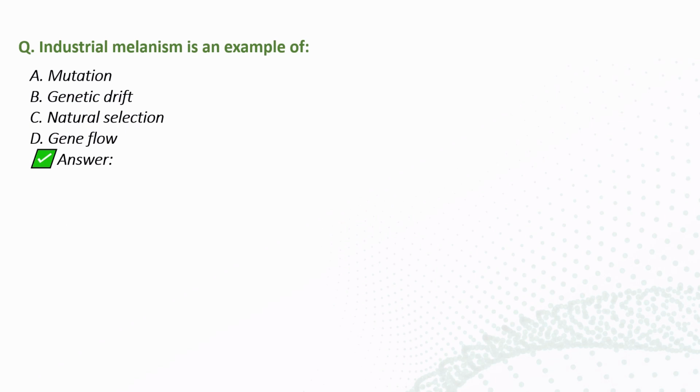So in these four options you can say that it is natural selection. Why? Because naturally they are selected because of the nature. So that's why industrial melanism is the example of natural selection.